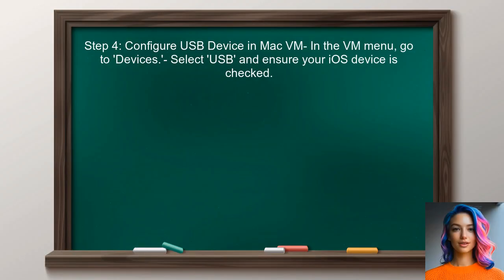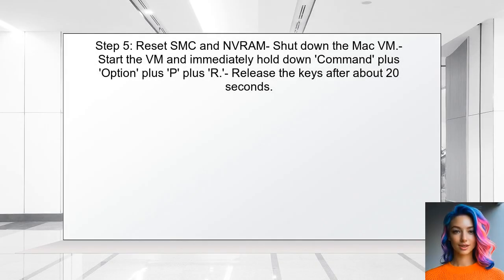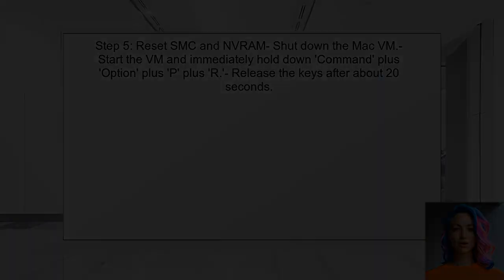Now, the user should check the USB device settings within the Mac VM. They can do this by navigating to the USB settings in the VM menu and ensuring the iOS device is selected. Finally, if the issue persists, the user may need to reset the SMC and NVRAM of the Mac VM. This can help resolve hardware recognition issues.